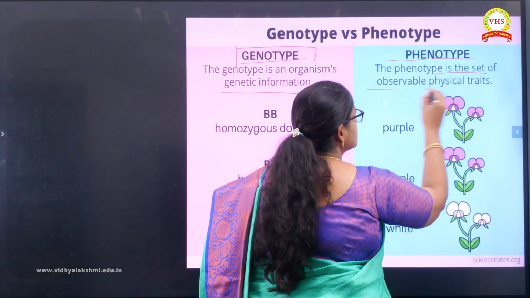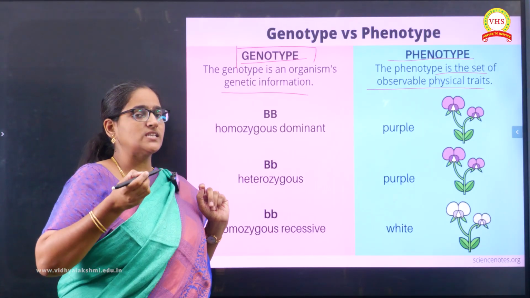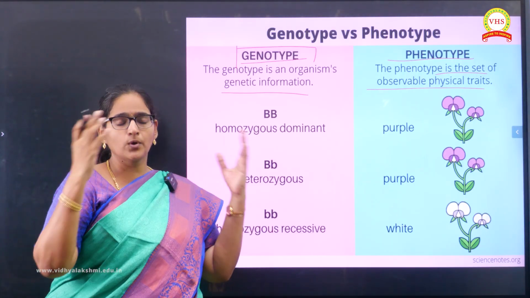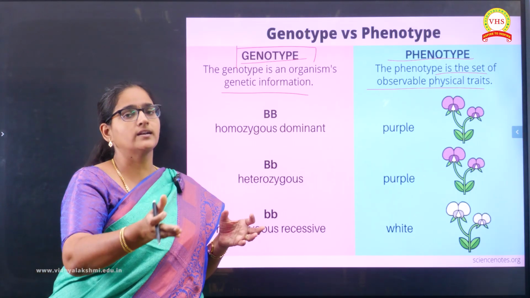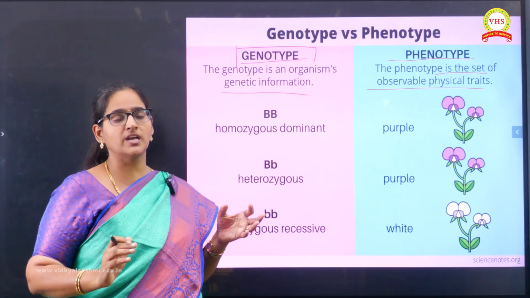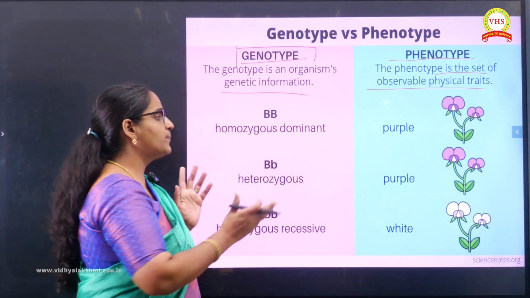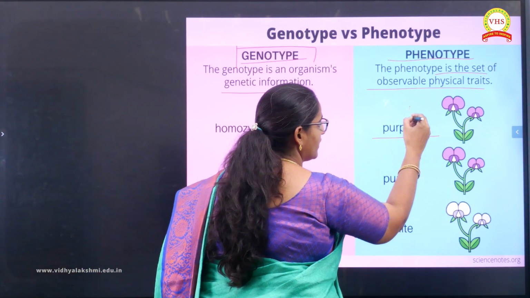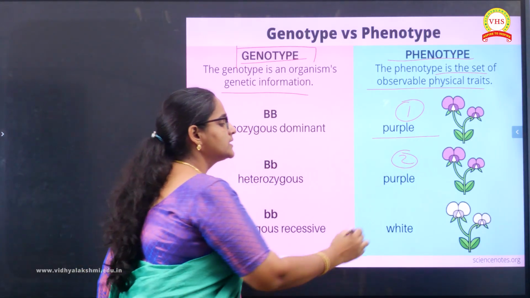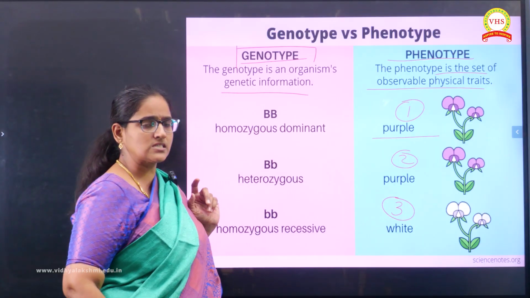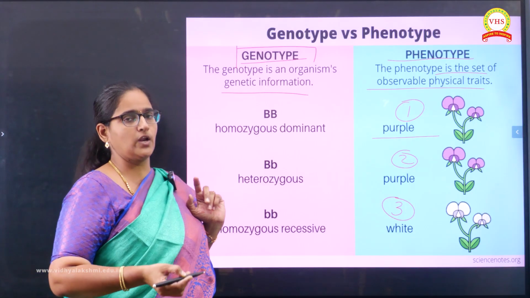The phenotype is the set of observable physical traits. So we use the keyword observable. Observable means without using any microscope or any kinds of aids or experiments, just looking at the plant species or animal species, if we are able to predict some trait, that is called the phenotype. For example, look at here. On looking at the flower, I can tell it is a purple color flower. The second is also a purple color flower. The third is a white color flower. This is called phenotype. When I am telling you the physical appearance of the species, it is called the phenotype.